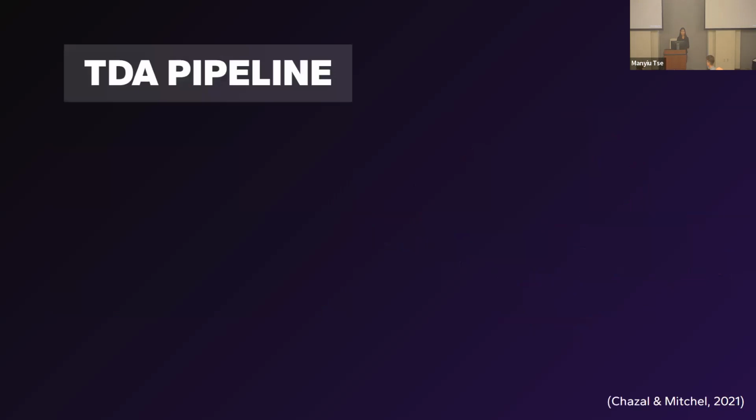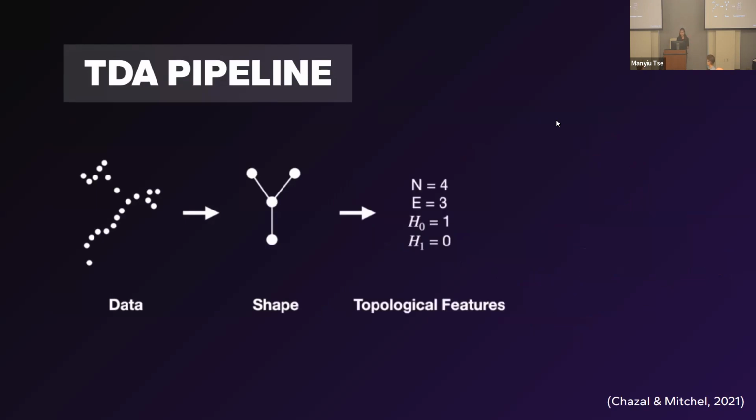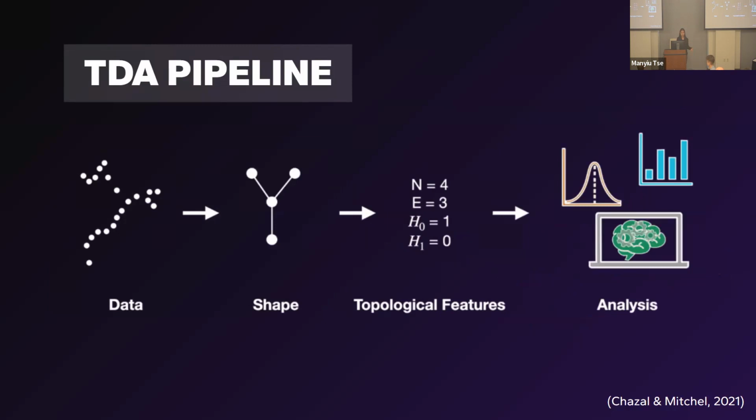So the pipeline for TDA is pretty simple. There are only 4 steps. You start with data points, and then you force them to have a shape. This is where the topology comes in. You would use ideas from algebraic topology to create these shapes. And then you can analyze its topological features, which allows you to analyze the data.